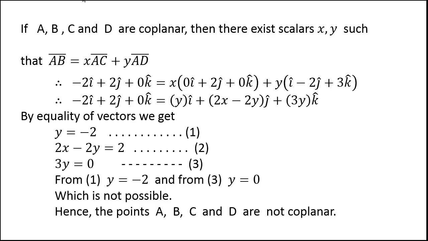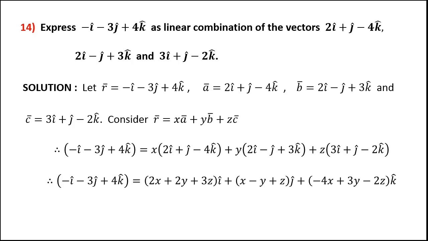Its opposite is true. What is the assumption? A, B, C, D are coplanar. This is wrong, and therefore A, B, C, D are not coplanar. This is correct. Okay, so this was a coplanarity problem. From coplanarity of points we came to coplanarity of vectors, and vectors are coplanar if each of them can be expressed as a linear combination of the other two, and we use this fact for coplanarity of points. Now here is one problem.